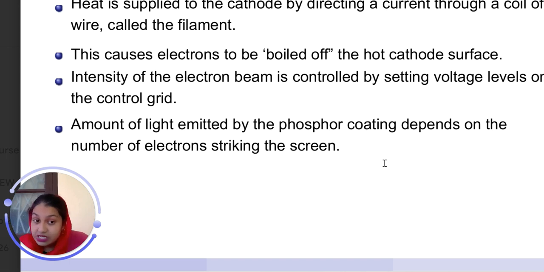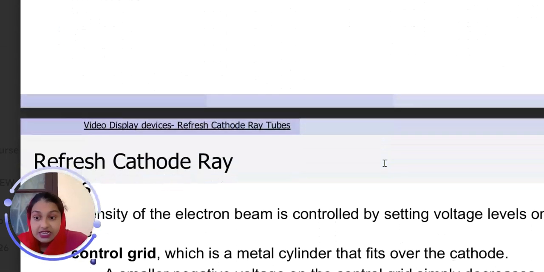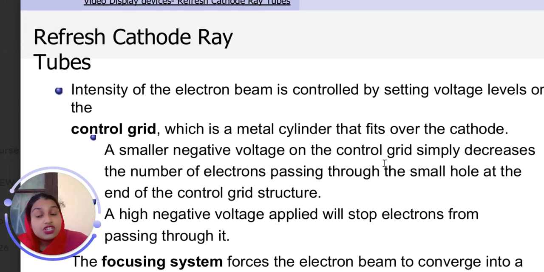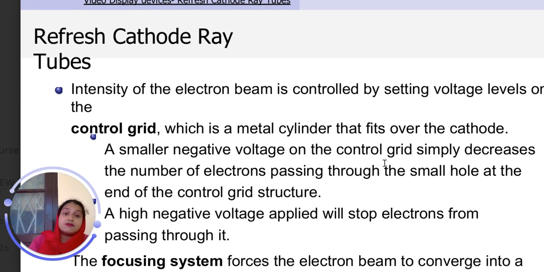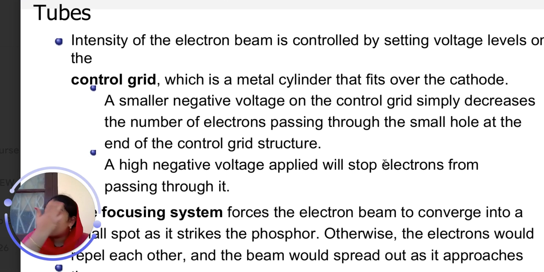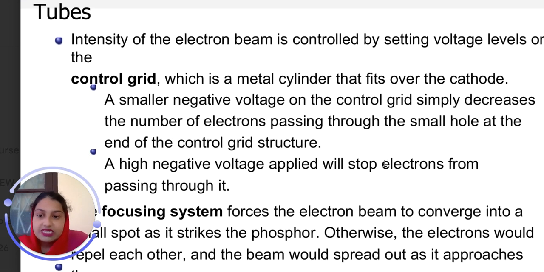The amount of light emitted by the phosphor coating depends on the number of electrons striking the screen. These are refresh cathode ray tubes. The intensity of the electron beam is controlled by setting voltage levels on the control grid, which is a metal cylinder that fits over the cathode.